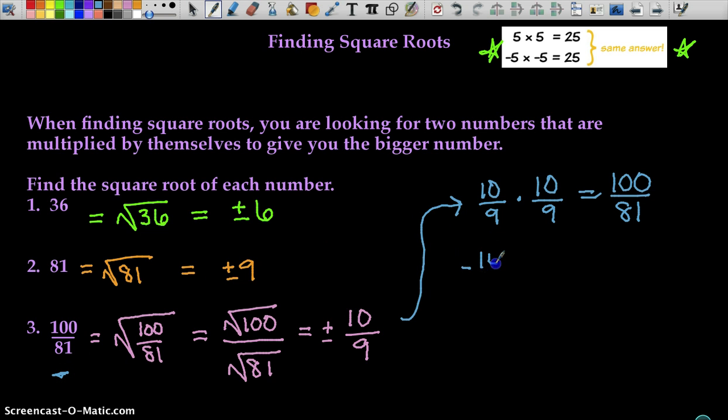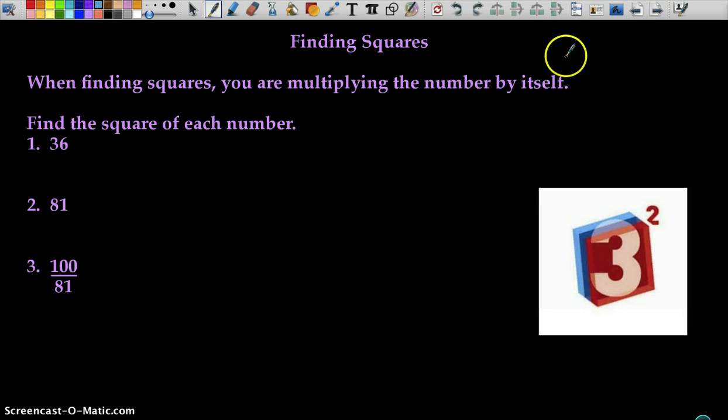And again, if we did negative times another negative, well, we know that a negative times a negative is positive, so we end up again with the same answer. Okay? All right. Smooth sailing so far, huh?